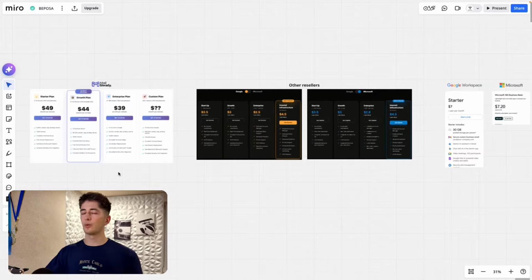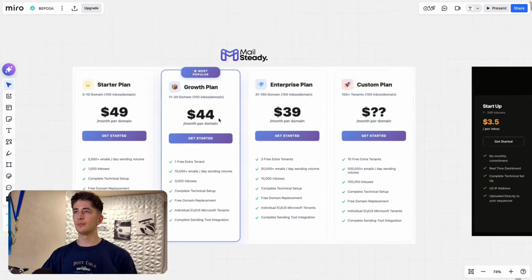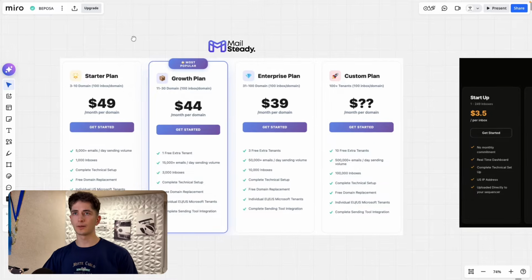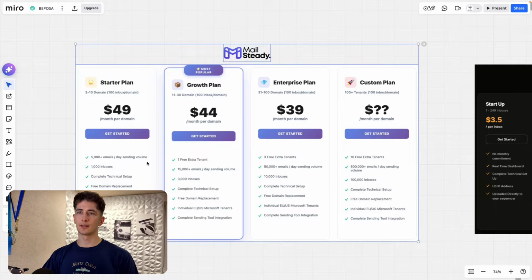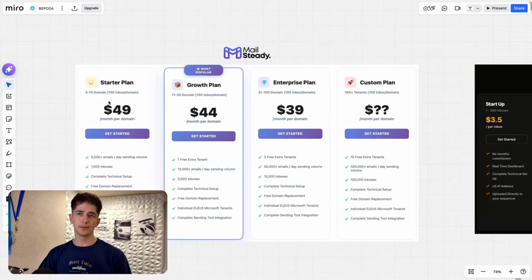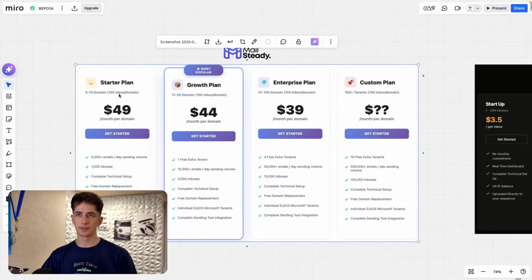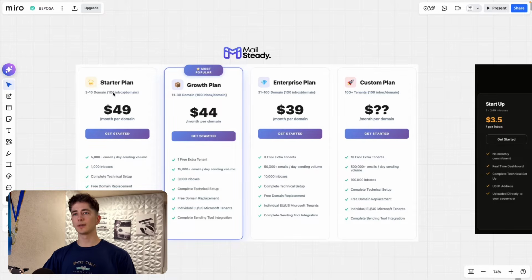Okay, so what I use myself is called Mailsteady, mailsteady.com. You can look it up online, and basically they sell tenants, like domains. Each domain costs $49 on the starter plan, and within this domain you are able to get 100 inboxes to send cold emails from.